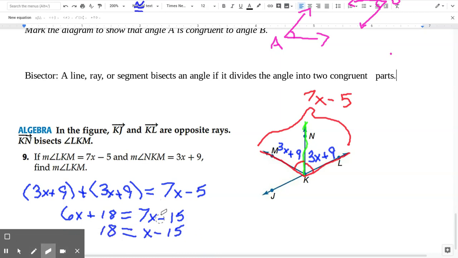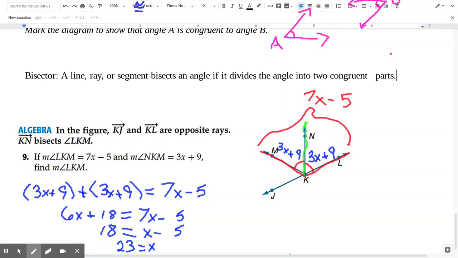Sorry, not 15. I don't know where that came from. This was 7x minus 5 over here. So this is x minus 5. And now when we add 5 to both sides, we're going to get x equals 23, which is great. We found that using properties that we know.